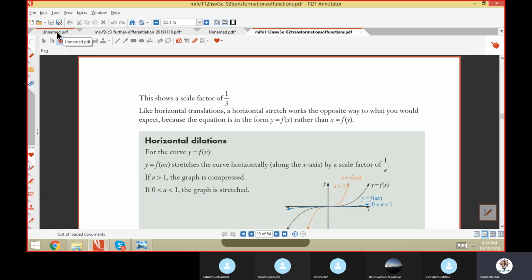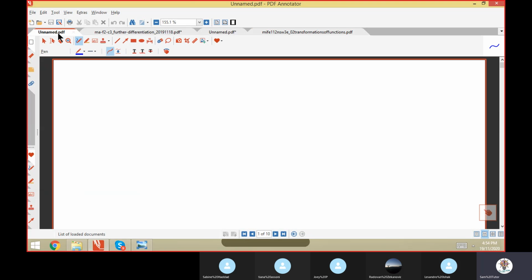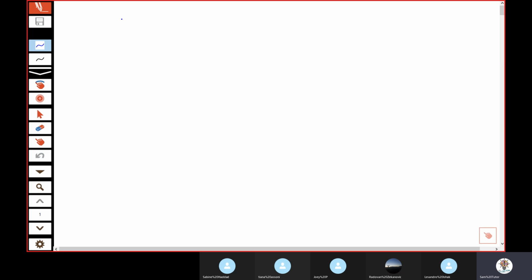No, don't say everything was wrong. Horizontal dilation should be f of a of x. Yeah, exactly. We know the names. All right, let's talk about this. Horizontal dilation, vertical dilation.